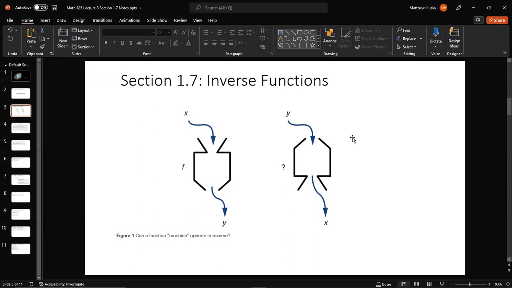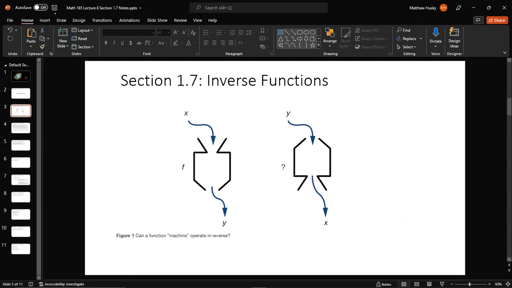Anyone who's ever had to use the undo command in Microsoft Word or something is probably familiar with this concept that you do something and then you need to undo it for reasons. But anyway, that's the big idea for an inverse function.